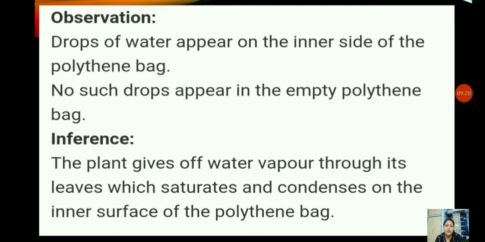So I hope you have understood this activity. So children, now let's look at an activity for better understanding. We are going to perform an activity related to the process of transpiration. For that we need one potted plant, though we can perform this activity with any living plant. We have to cover one leaf of that plant, and then we will look at how the process of transpiration occurs. So come, let's look at that.